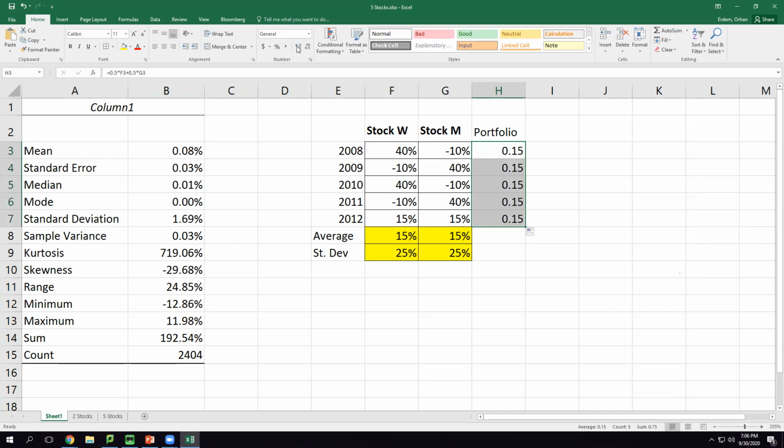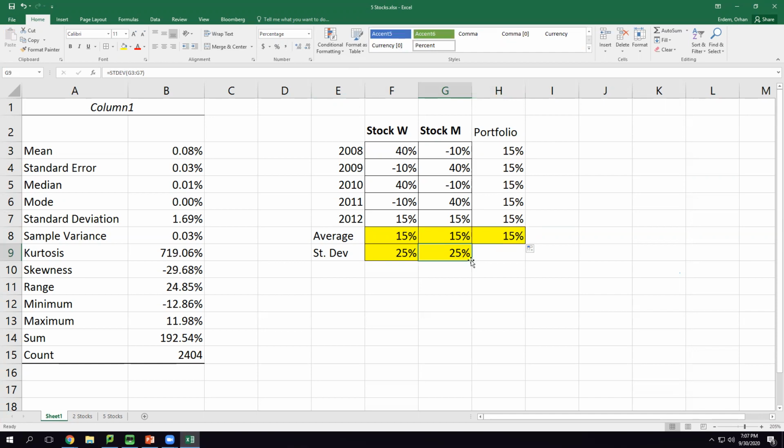Okay. So what did you get? 15 for everything. So this is what I call magical finance. Seriously, even though it's intuitive, it's very interesting, because you are combining two risky stocks and you end up with a stock whose, let's calculate the average of my portfolio. Then calculate the standard deviation of your portfolio.